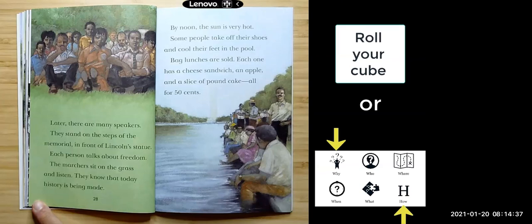By noon, the sun is very hot. Some people take off their shoes and cool their feet in the pool. Bag lunches are sold. Each one has a cheese sandwich, an apple, and a slice of pound cake, all for 50 cents.